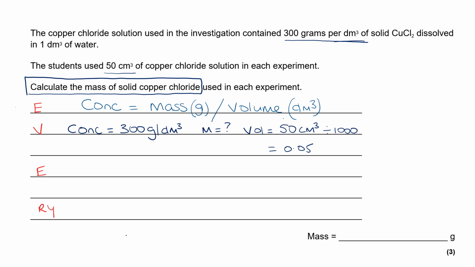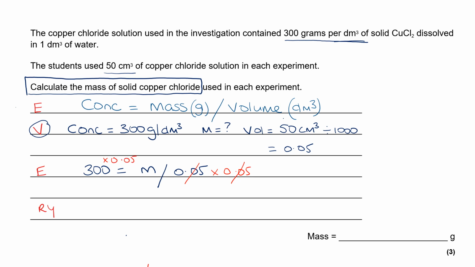The second E stands for the equation with substitution. This is where we now put our numbers that we've identified on the V line into our equation. So we have 300, because that's the concentration, equals the mass divided by 0.05. Now, in order to make mass the subject of the equation, all we need to do to show this manipulation is multiply by 0.05, effectively cancelling it out there. And of course, what we do to one side, we do to the other side.